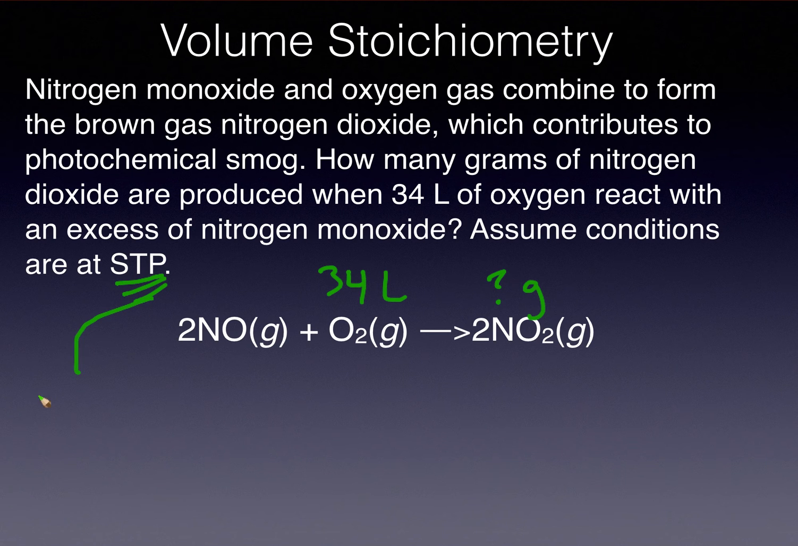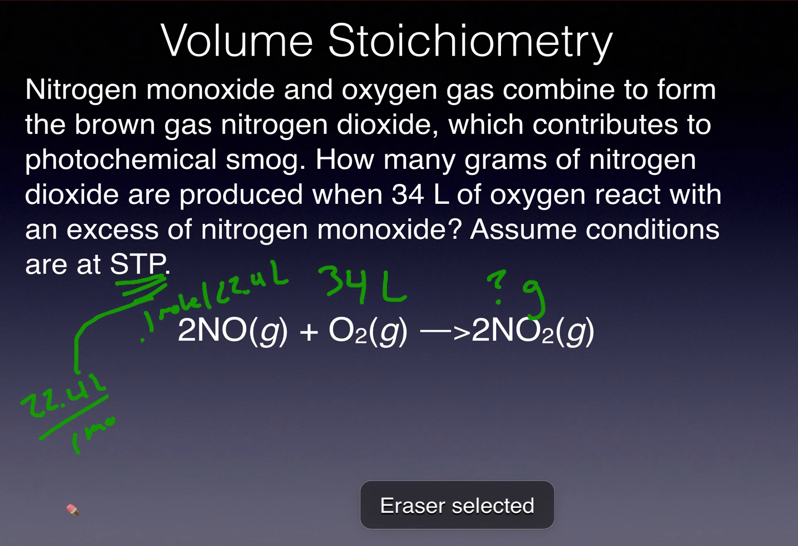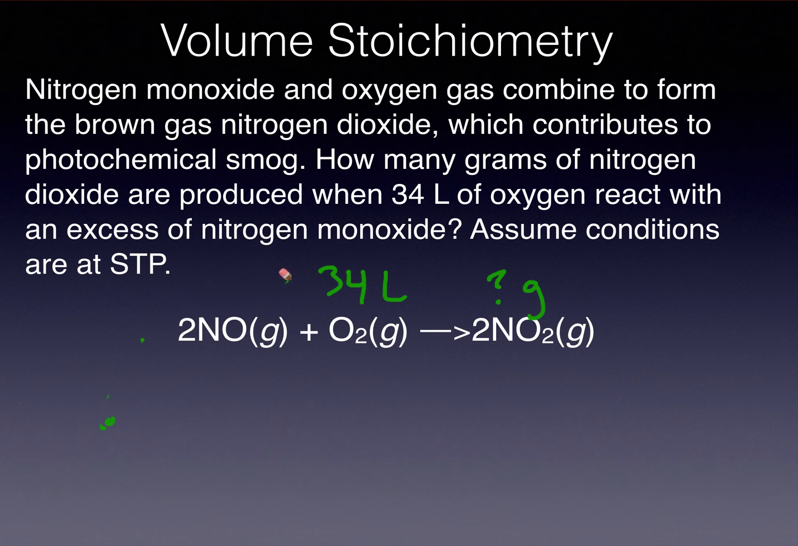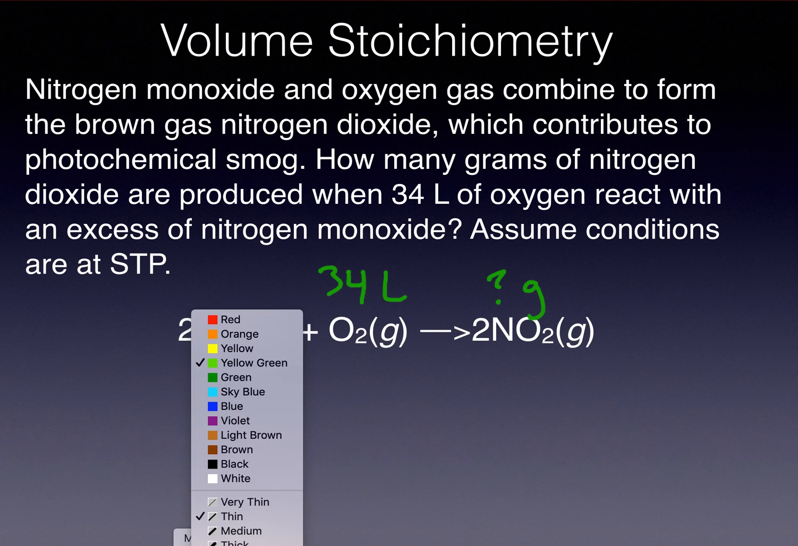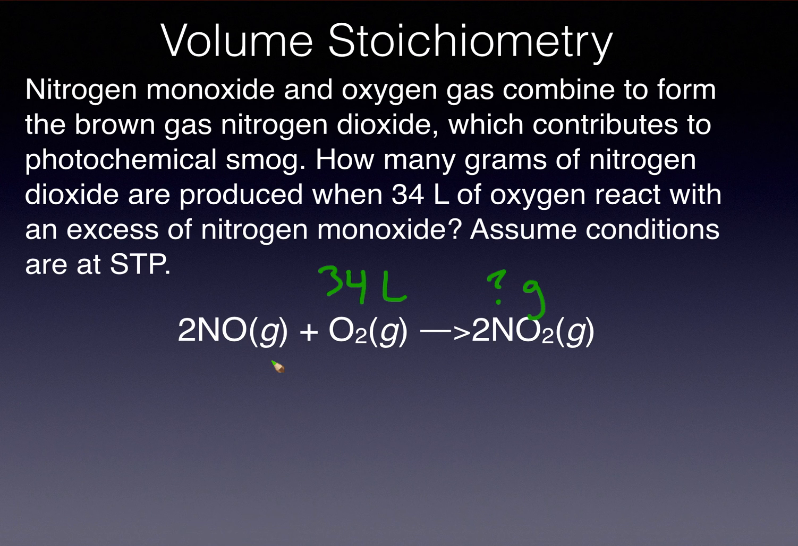And we know from our mole to volume relationship video, 22.4 liters over 1 mole, or 1 mole over 22.4 liters. Now, I'm going to erase this. Just want to reiterate that quickly so we have enough space. Now we start with what we know, and we know 34 liters of O2. So since we're at STP, we know in 1 mole of O2, we have 22.4 liters of O2.